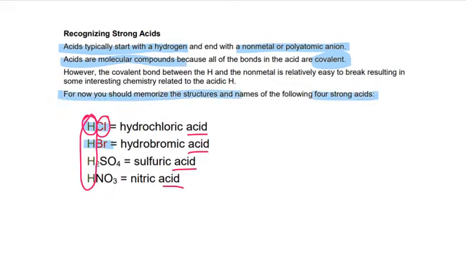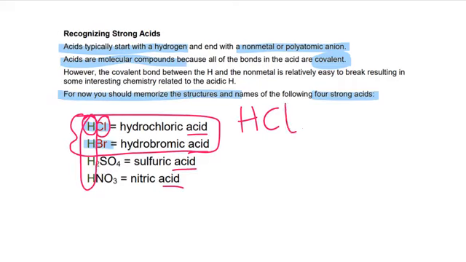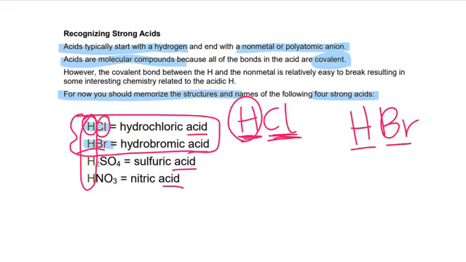So if it is a binary acid, like these two, HCl is called hydrochloric acid. So we have hydrogen, that's where the hydro comes from. Chlorine becomes chloric, hydrochloric, and because it starts with an H, we end with acid, hydrochloric acid. This HBr, similarly, hydrobromic acid.